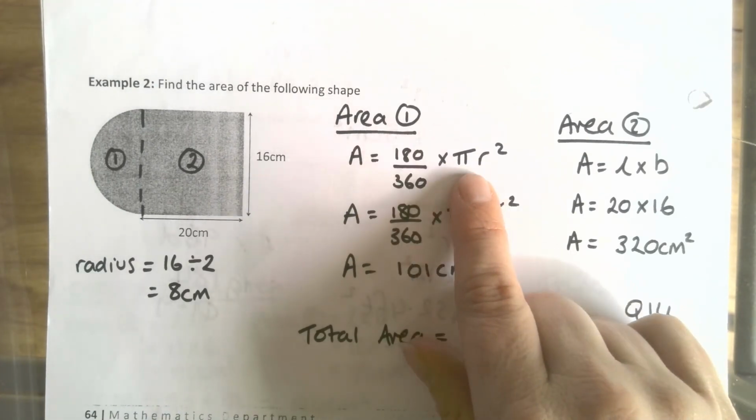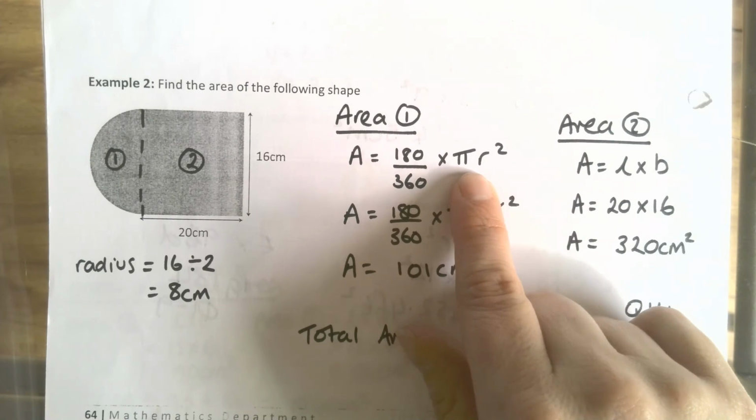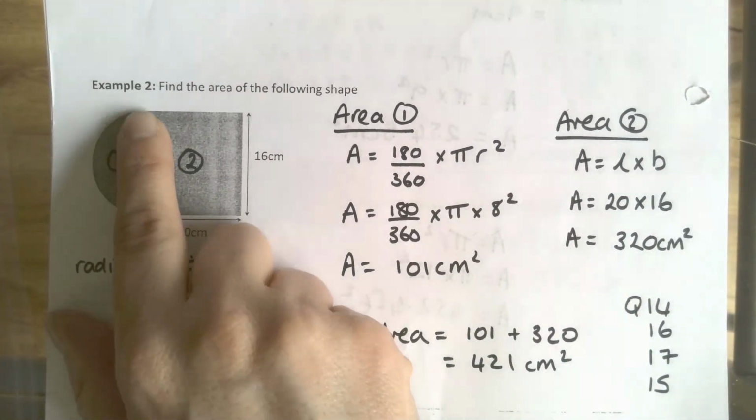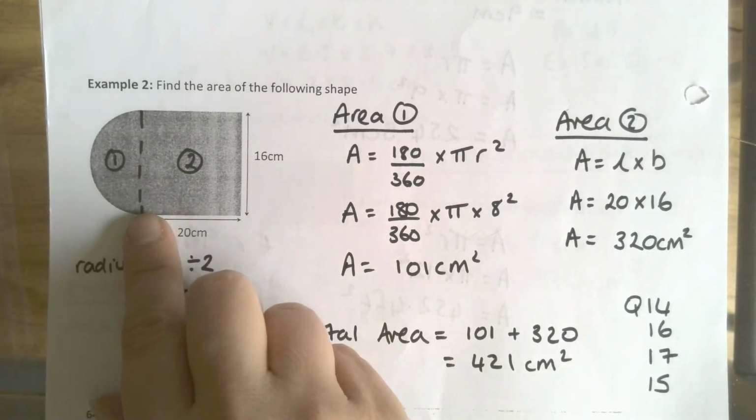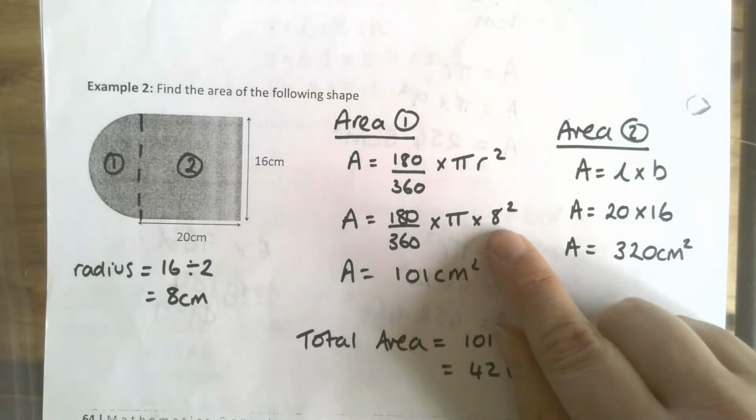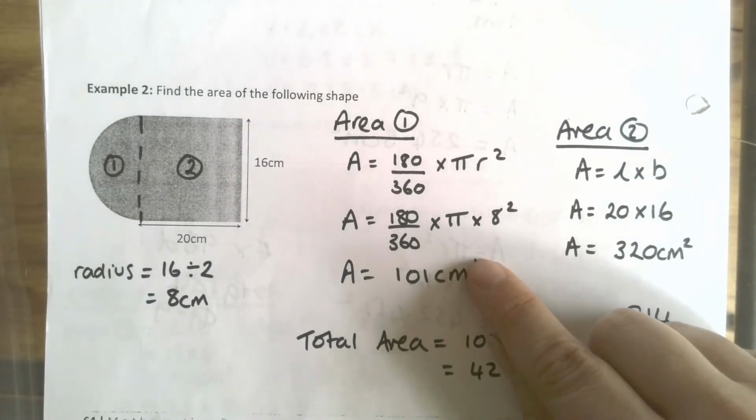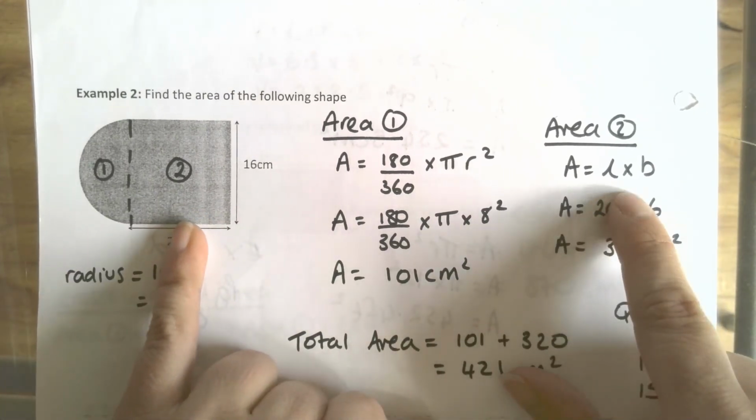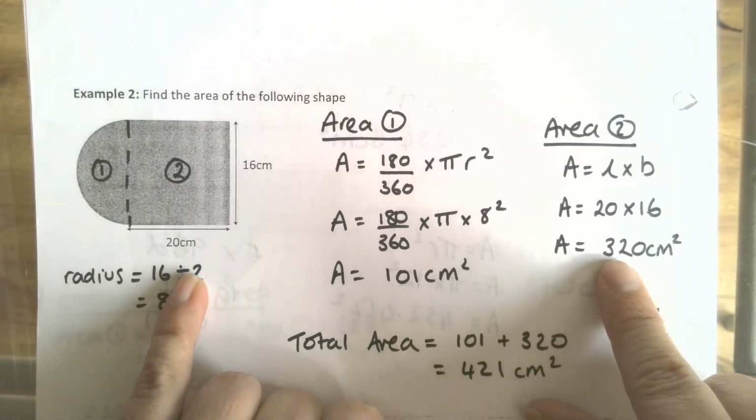Now be super careful here, because if we look back at our diagram, this length here is 16 centimeters, but that is the diameter. So if you see under here, I figured out the radius is going to be 16 divided by 2, so my radius is 8 centimeters, and that's why I've put my 8 in here. Anyway, that got me that area for that semicircle. Then this rectangle, nice and easy, length times breadth, 20 multiplied by 16, so we had 320 centimeters squared.